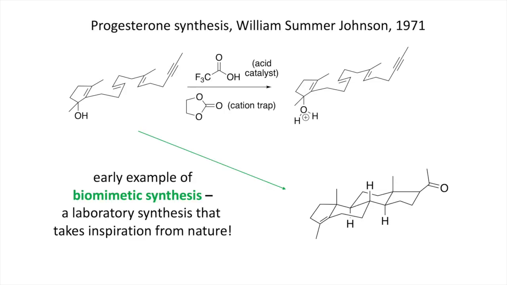This is an early example of what's called a biomimetic synthesis. So here, Johnson is specifically taking inspiration from how nature was thought to zip these polycyclic compounds together from linear polyenes like squalene. So he's trying to copy nature in how he did it. In this case, he was able to find success.